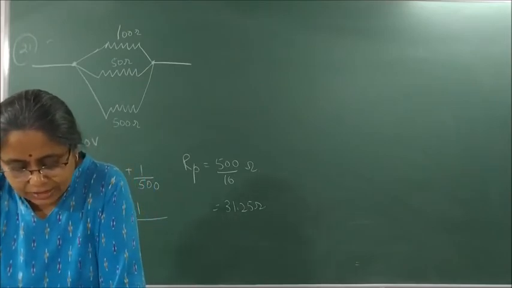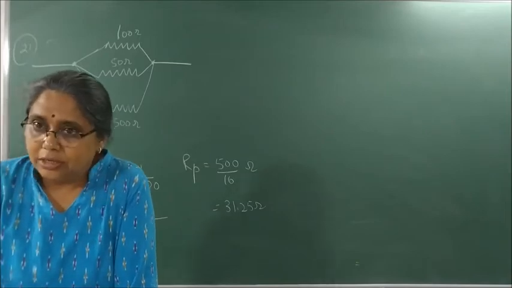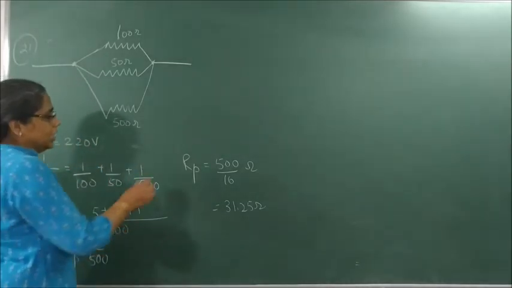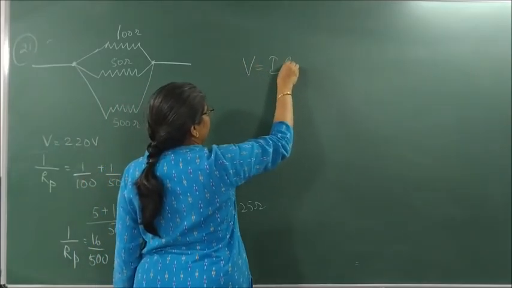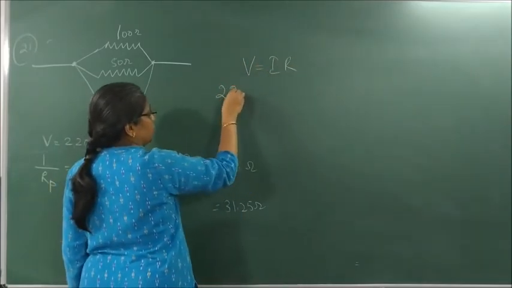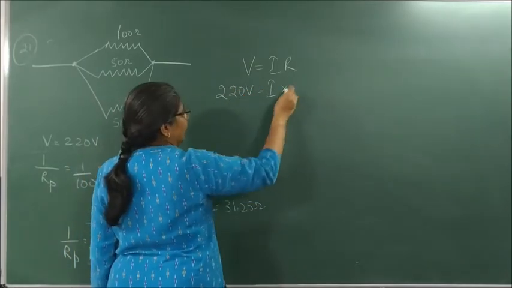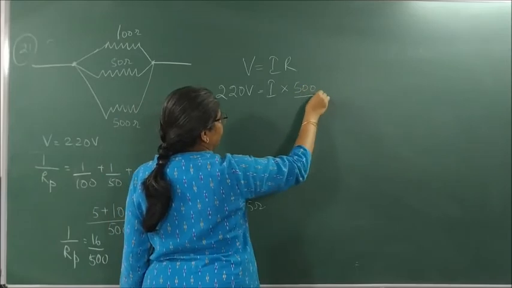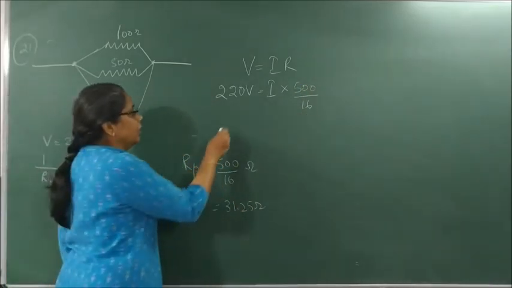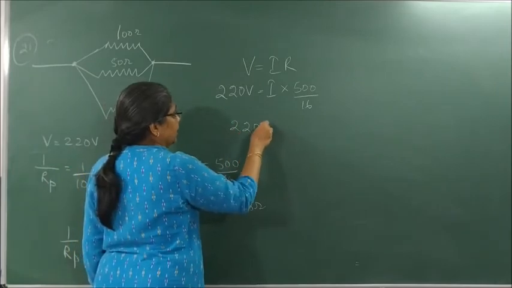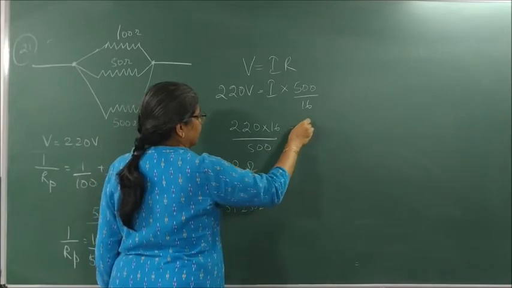This is the resistance of an electric iron connected to the same source that takes as much current as all three appliances, and what is the current through it. So we need to find out what current. We will use the formula V is equal to IR. V is 220 volt. I need to find out. R I'm taking it as 500 by 16. I'm not dividing, I'm just taking it like that. So you get I as 220 into 16 by 500.